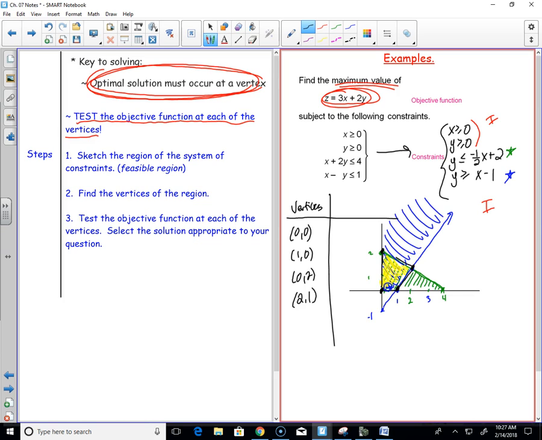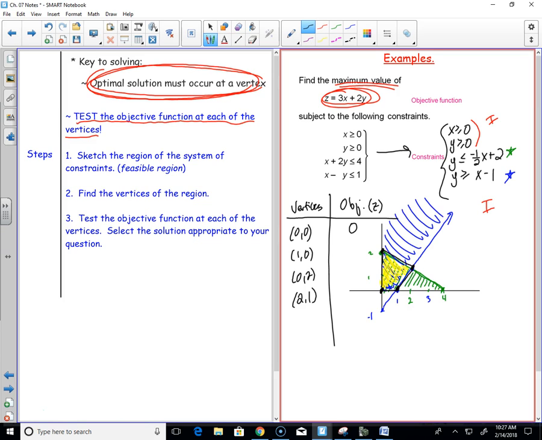Now, guys, look at your steps. I sketched it, I found the vertices, and now what do I need to do? Test each one into the objective. Plug into Z. Plug in 0, 0. Well, 3 times 0 plus 2 times 0, isn't that just 0? He's kind of low. I'm trying to find the max.